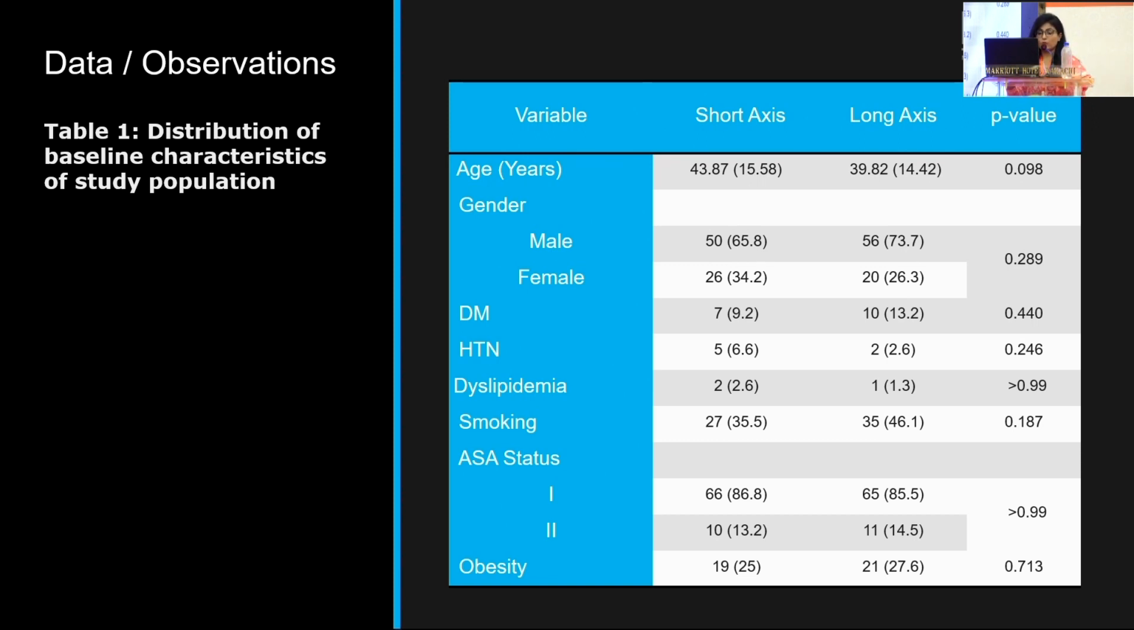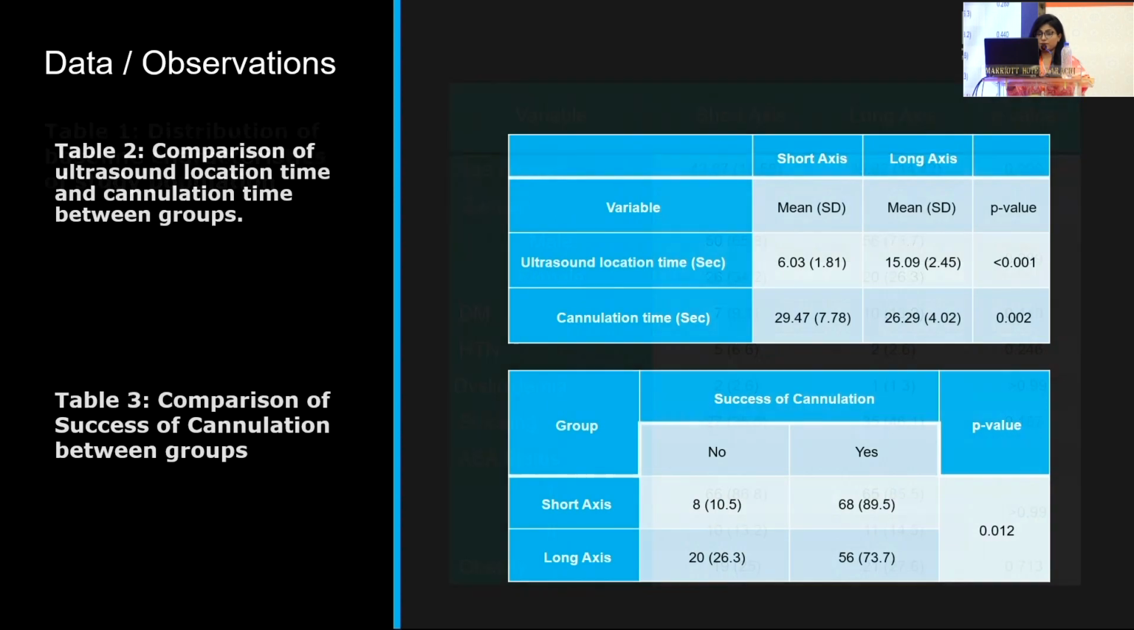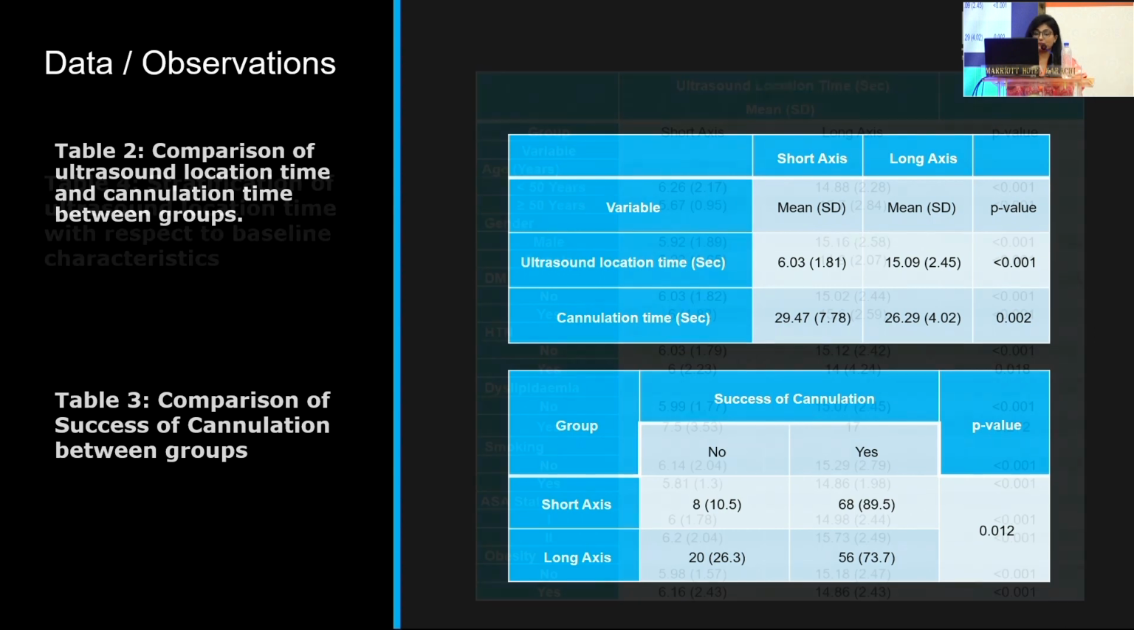Table 1 is showing the comparison between the different variables in the short axis and the long axis. Table 2 is showing the difference in ultrasound location time and cannulation time between the short axis and the long axis. The ultrasound location time of the short axis is only 6 seconds, while in the long axis it is 15 seconds. And Table 3 is showing that the success of the cannulation was higher in the short axis, that is 68.